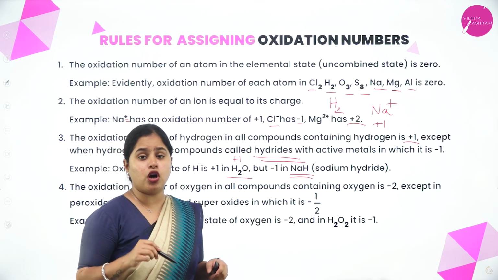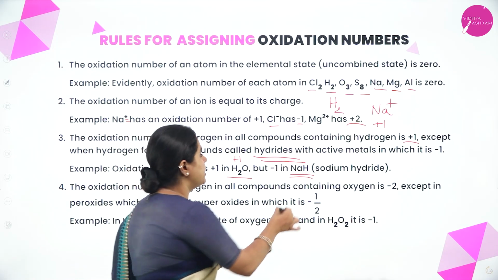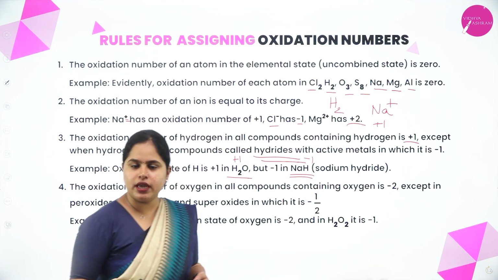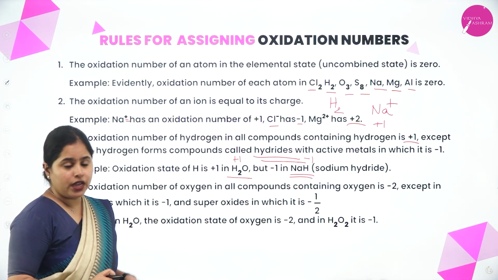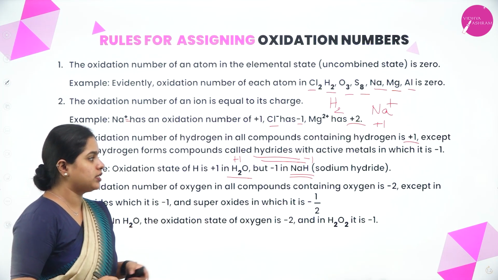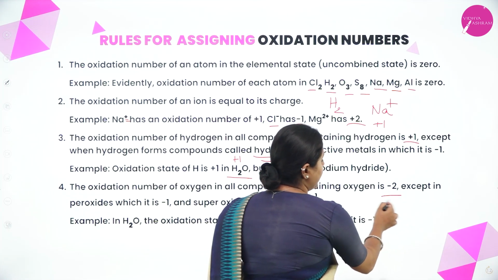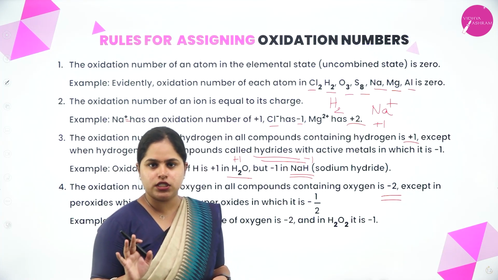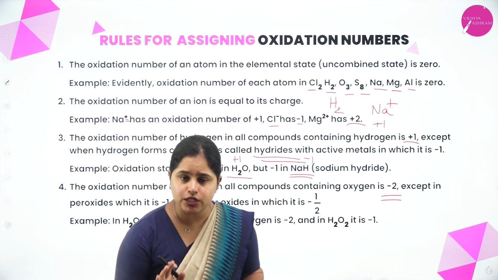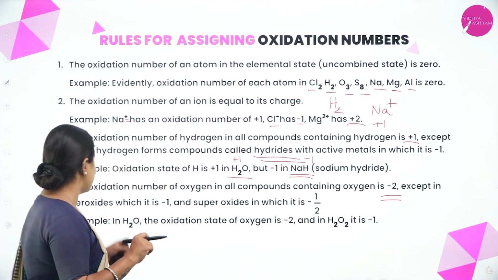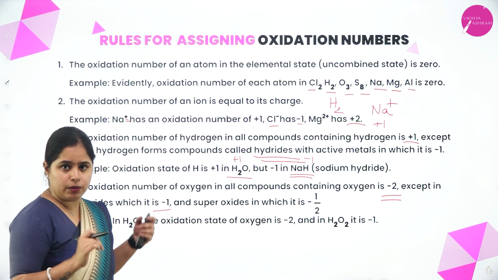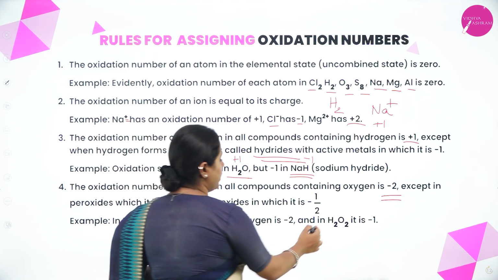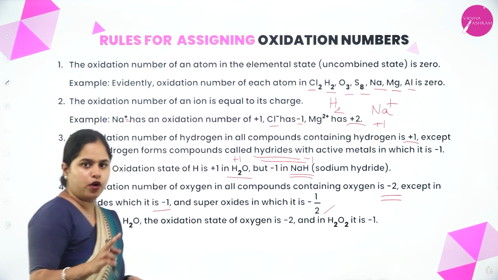In this case, we should not take the oxidation number as +1, it will be -1. Okay, so I hope that is clear. Now the oxidation number of oxygen in all compounds containing oxygen is -2. Again, like hydrogen, wherever you find oxygen, the oxidation number will be -2, except in two cases. One is peroxides. For peroxide, the oxidation number of oxygen will be -1, and for superoxide, it will be -1/2. These 2 points you have to remember.